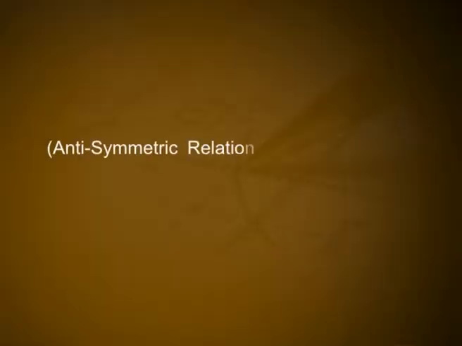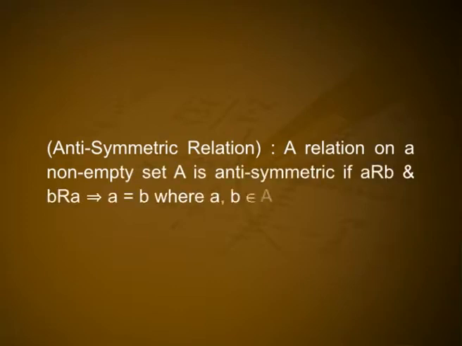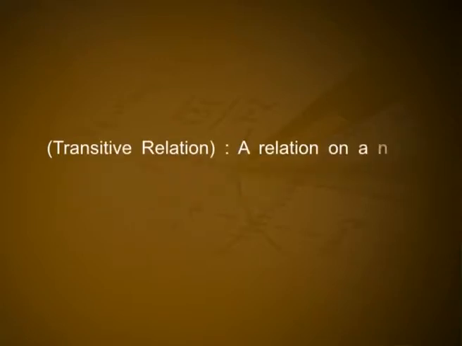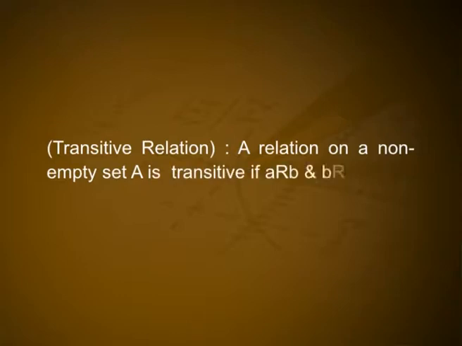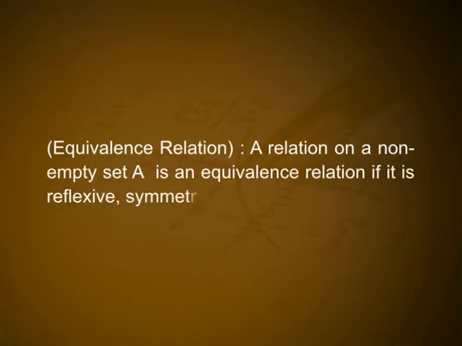Next, antisymmetric relation. A relation on a non-empty set A is antisymmetric if a related to b and b related to a implies a equals b, where a, b belong to A. Next, transitive relation. A relation on a non-empty set A is transitive if a related to b and b related to c implies a related to c, whenever a, b, c belong to A. Equivalence relation. A relation on a non-empty set A is an equivalence relation if it is reflexive, symmetric and transitive.